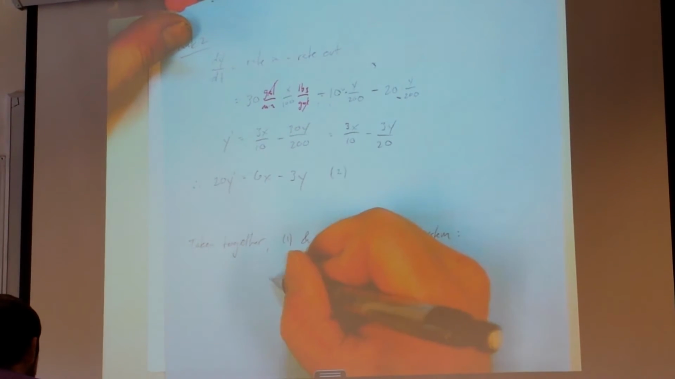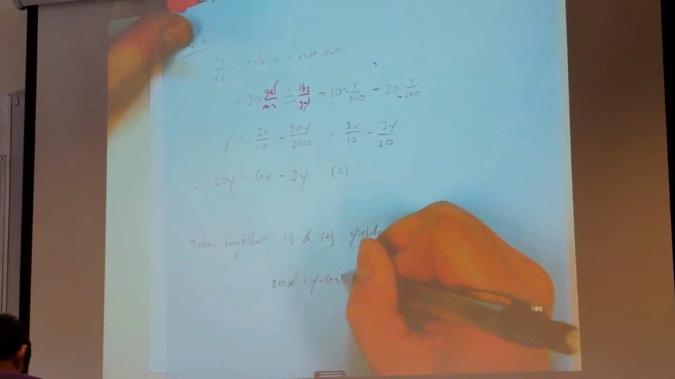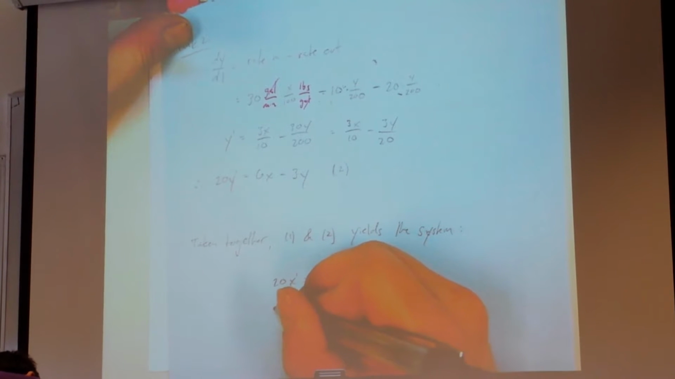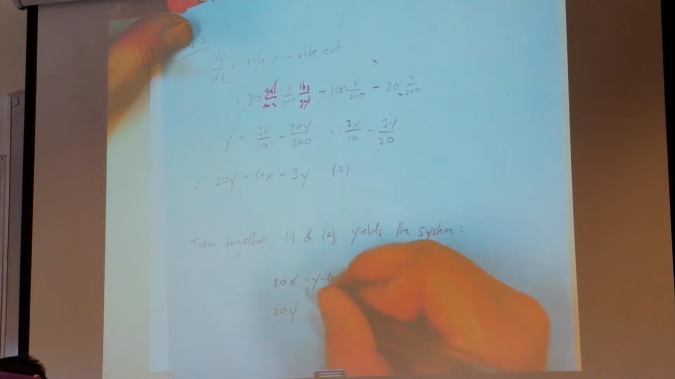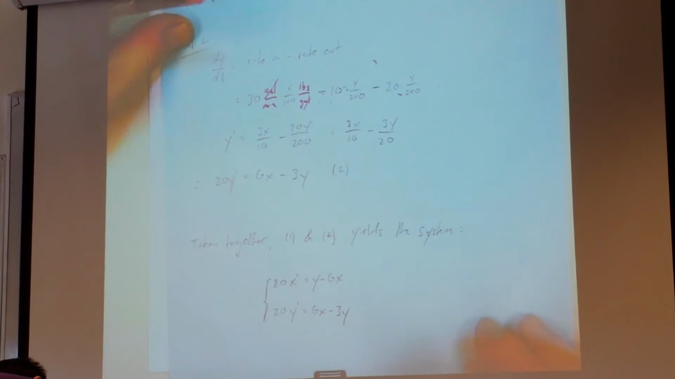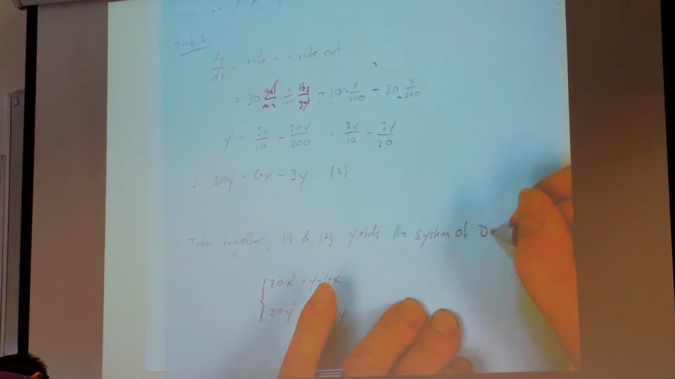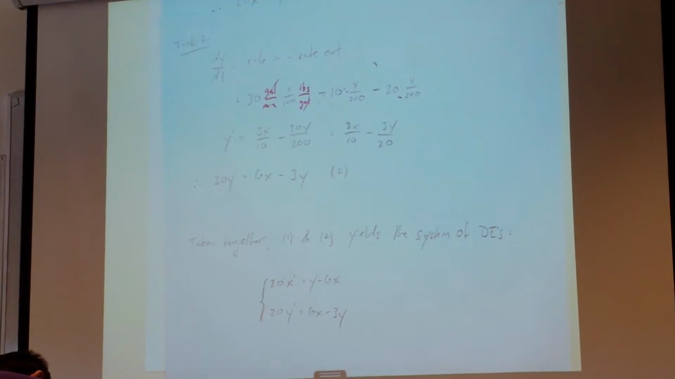So we got 20x prime equals y minus 6x, and the other equation right here, 20y prime equals 6x minus 3y. Okay, so this is a system of differential equations. All right, so any question about how they were derived? It was not too bad. Very similar to what we did in the previous chapter, okay?